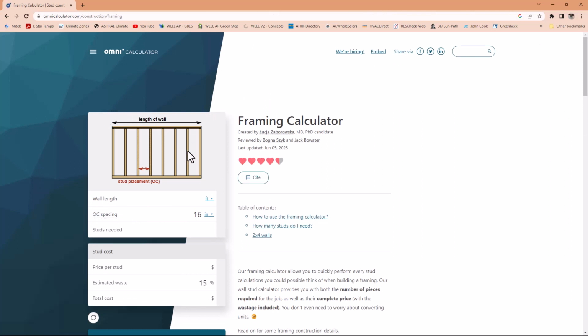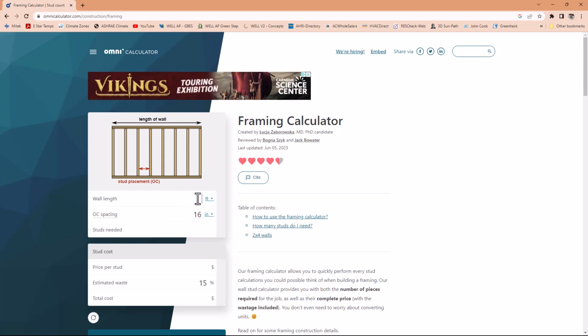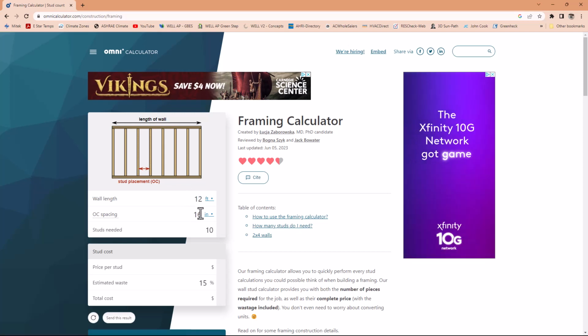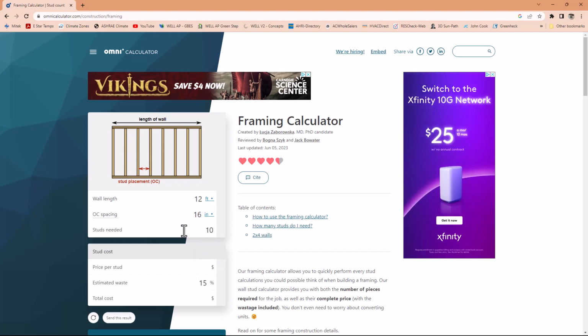So in here, what was our wall length? Our wall length was 12 feet. So we put 12 feet for 16-inch OC, which is on center. Studs needed, with 15%, we have 10 studs needed. Okay, so we did the analytical calculation in the first part of the video, and we're doing the practical quick calculation, using a website online.